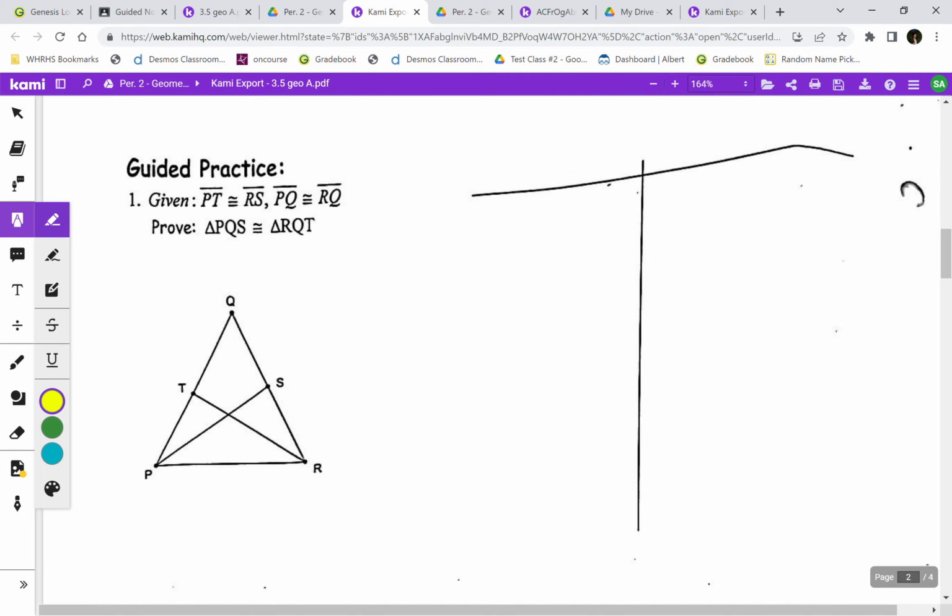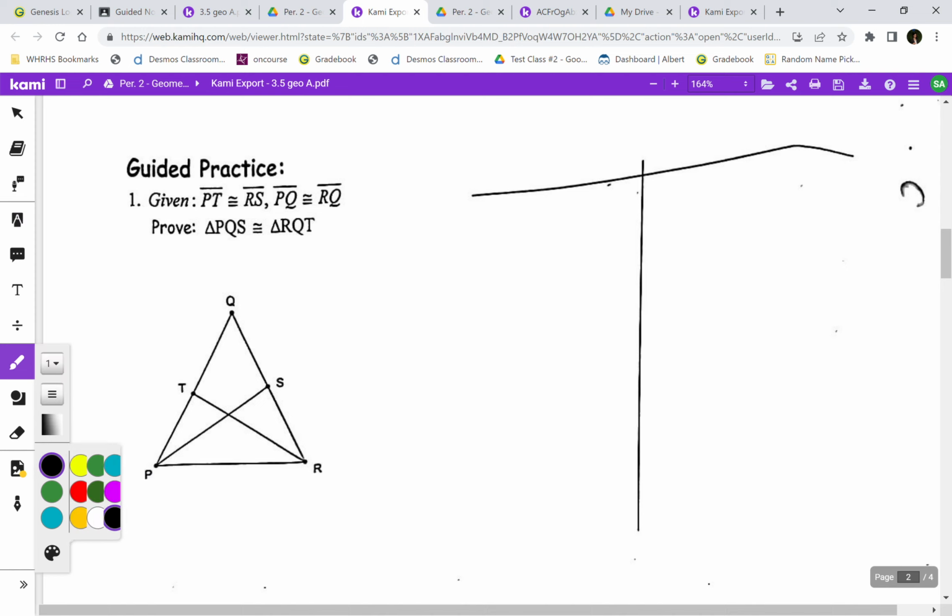So let's go into our first problem. This problem's really nice because I'm telling you which triangles to prove. I'm telling you which triangles to prove, therefore there's no confusion on your end. There's no guessing, am I choosing the right triangles, am I not? That is the best scenario here. Go through, let's mark up our given.